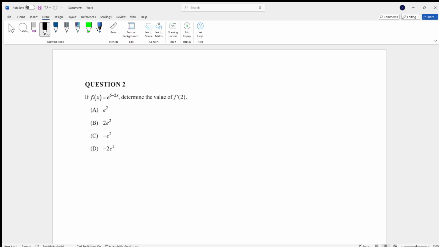So, if f of x equals e to the power of 6 minus 2x, determine the value of f dash of 2. So, all it's asking here is to work out what the value of the gradient is at x equals 2. The reason why I know it's gradient is because they use dash instead of f, okay? So, what we've got to do first is differentiate f, okay? So, f of x is e to the power of 6 minus 2x.